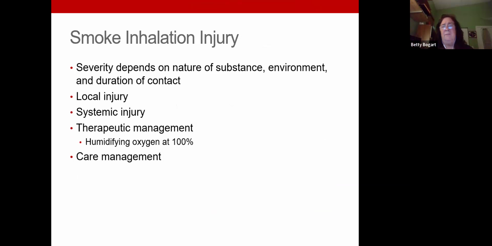Smoke inhalation. Remember the big thing? They're in a house, something happens, there's inhaled smoke. What are we going to do? Make sure you look at the mouth. Is it singed? Is it the airway? Is it the nose? We can determine those things. Also, it's humidified oxygen, 100%. And that helps them to breathe.